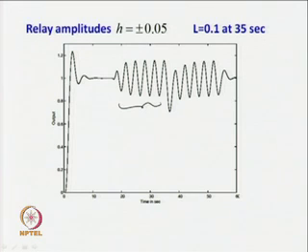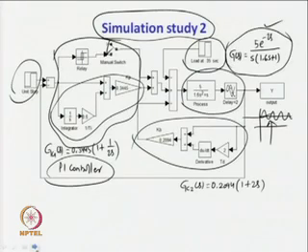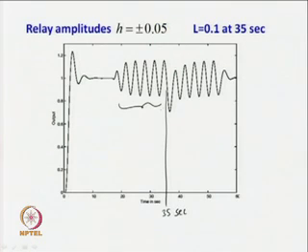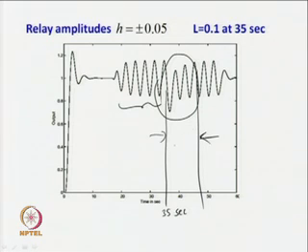So, when the static load disturbance occurs at 35 seconds, the output is asymmetrical for a certain duration. This is the duration during which we have got asymmetrical output, and apart from this duration, we do have symmetrical output from the process. So, this is the symmetrical output.